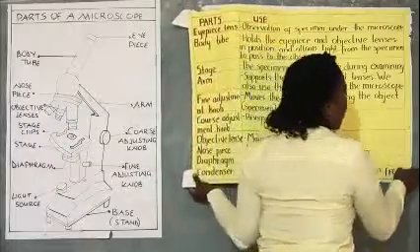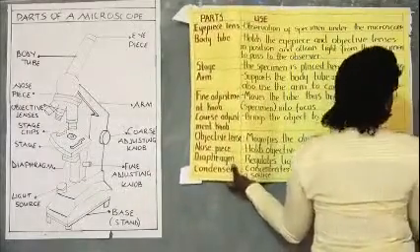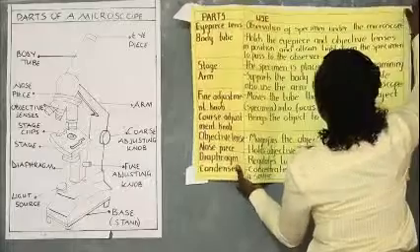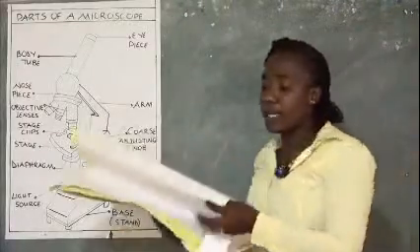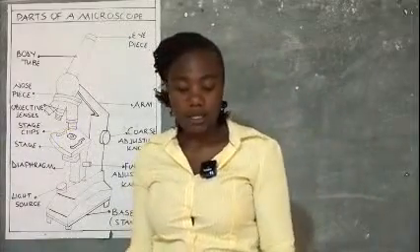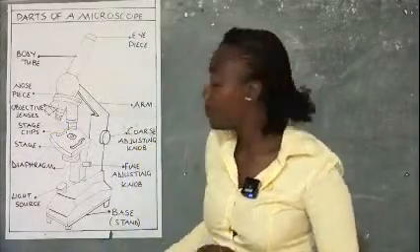Okay, so let us write the homework. Since today we're just introducing the topic, the next time we're here, we'll look at a plant cell and its parts and its functions. Okay, so let us write down the homework.